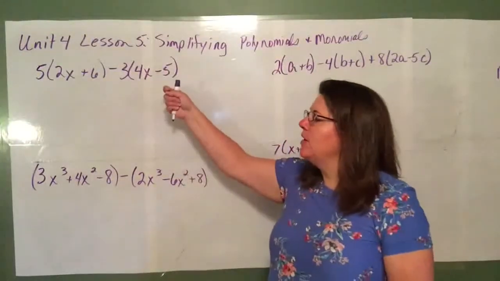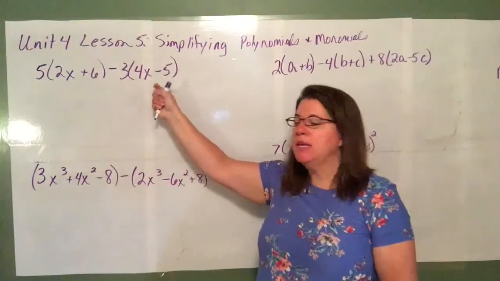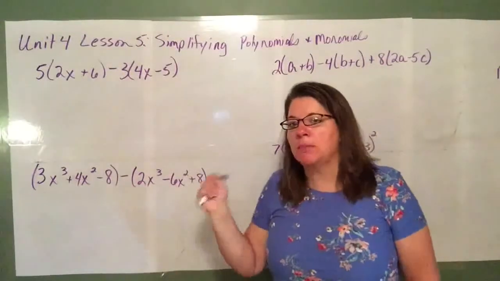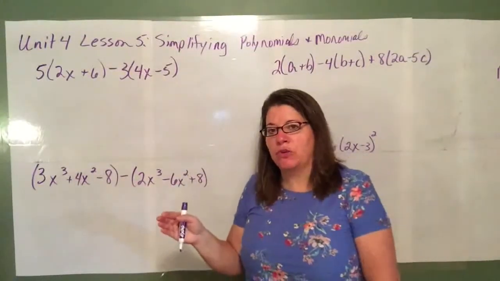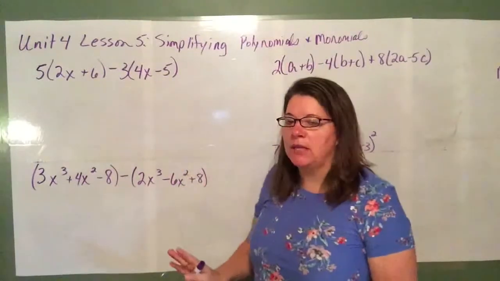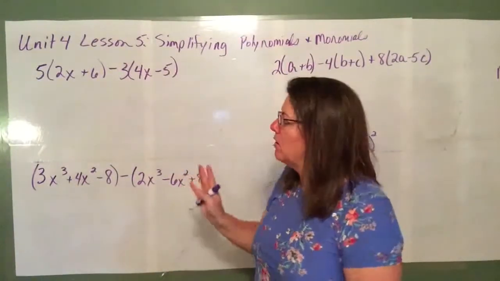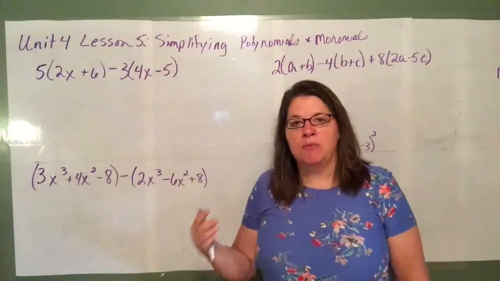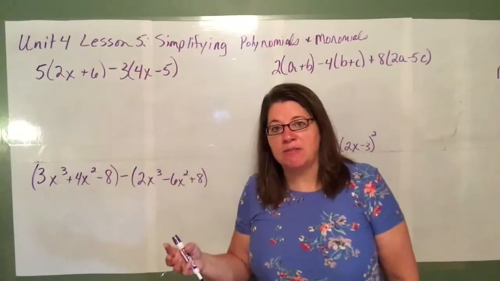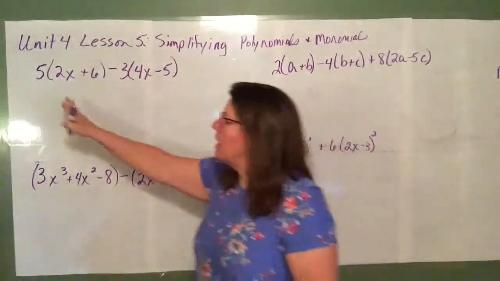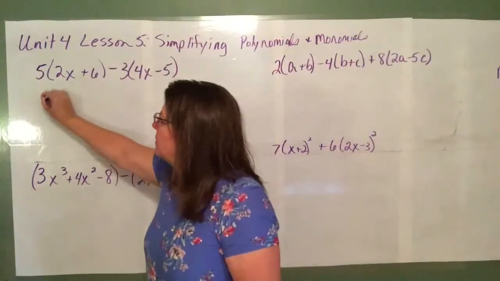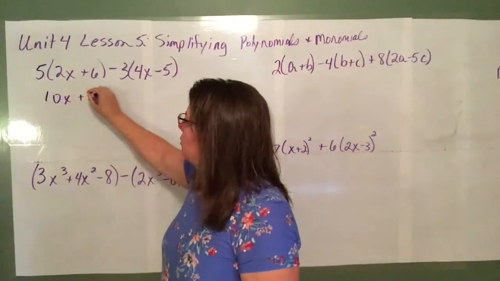If you have a polynomial, something like this, anytime you have the distributive property within a polynomial, you're going to do that first. So I'm going to go kind of quickly here. You should know how to do all of this already. I'm just going to review some specific things that I see common mistakes made with. So I'm going to distribute the 5. That would give me 10x plus 30.